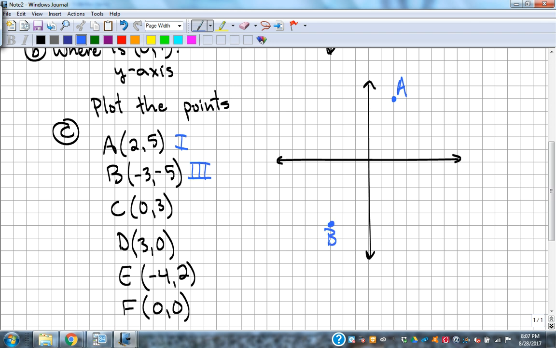So I'm going to go to -3, -5. That's point B. Where would point C be located? On the positive y-axis. 0, 3. There's point C. What about point D? The x-axis. At 3, 0.